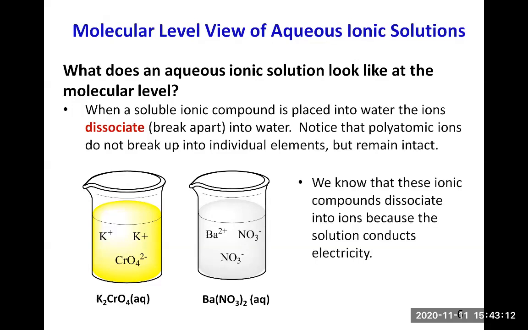And so we know that these ionic compounds dissociate into ions because the solution conducts electricity. They have been tested and they conduct electricity, which means you have charged particles floating around in the liquid. And those charged particles are the reason why they can conduct electricity, because they can float around and move to each electrode, depending on the sign of the charge.